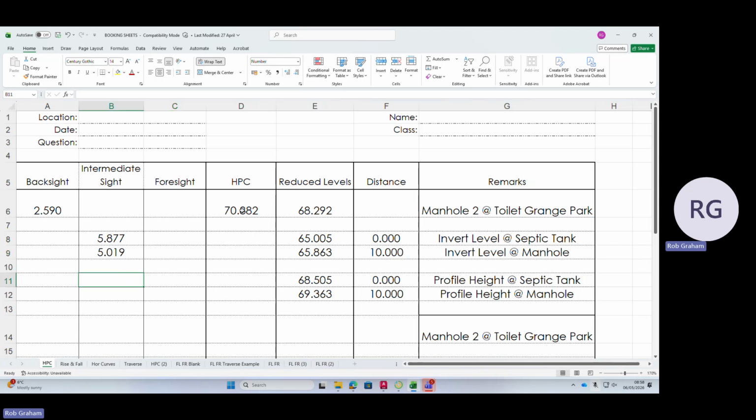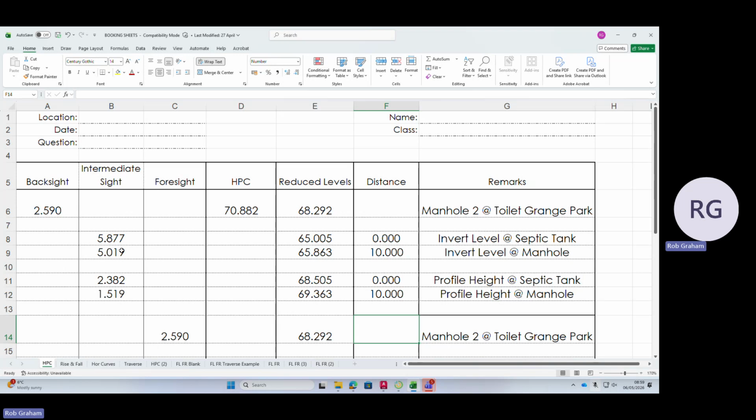So if we then move to 70.882 minus 68.505, that gives us 3.382, and 70.882 minus 69.363 is 1.519. And finally, we'll assume that your backsight will remain the same in order to close off your survey. And that gives us your final booking sheet for that then.